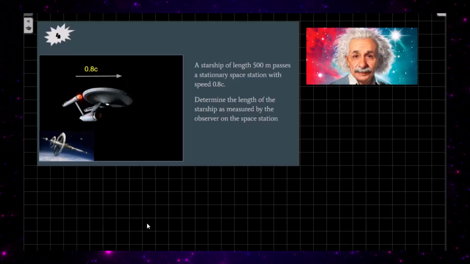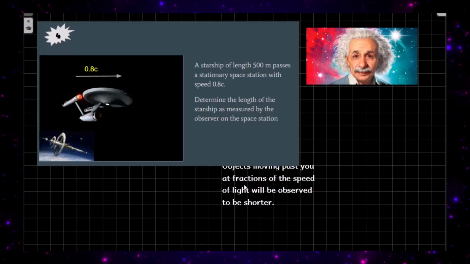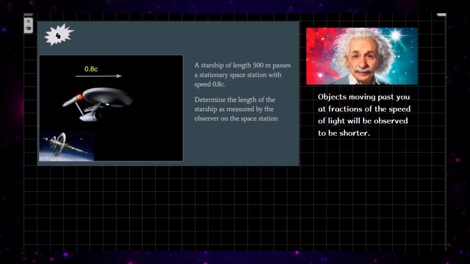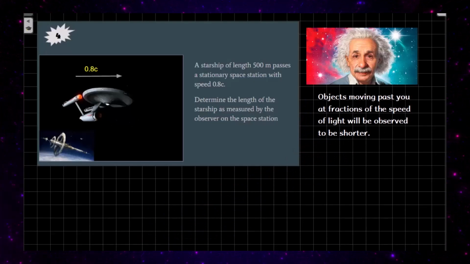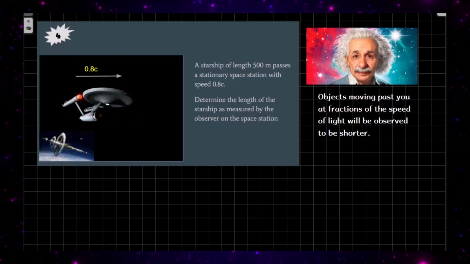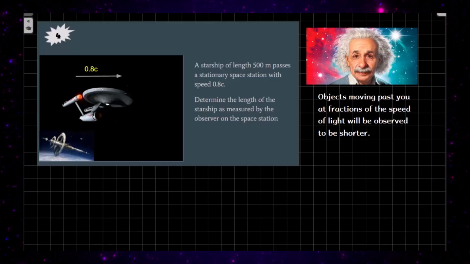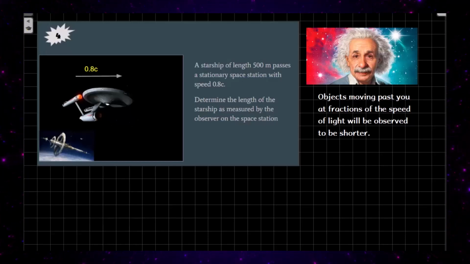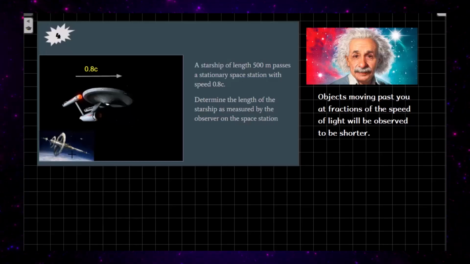So what did Albert Einstein actually say about this? Well, he said the following: objects moving past you, fractions of the speed of light, will be observed to be shorter. So what exactly does that mean? Well, we have the situation here. We have a spaceship travelling at 0.8 c past a stationary observer, which is you.